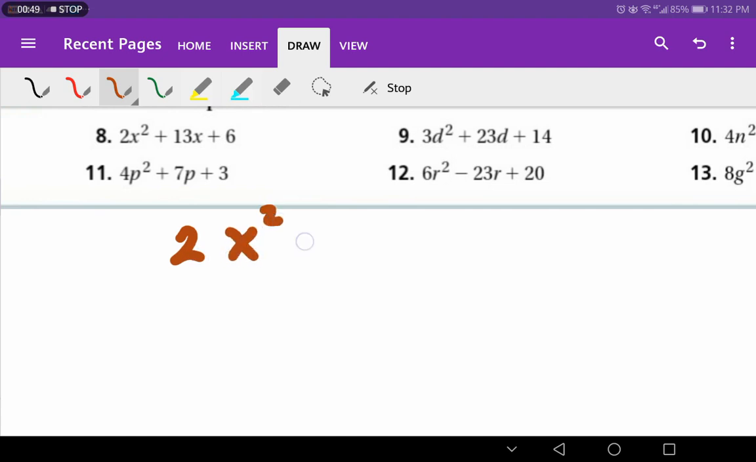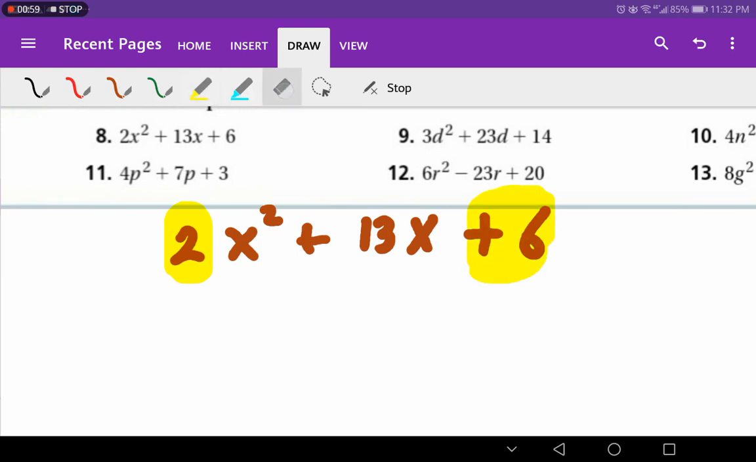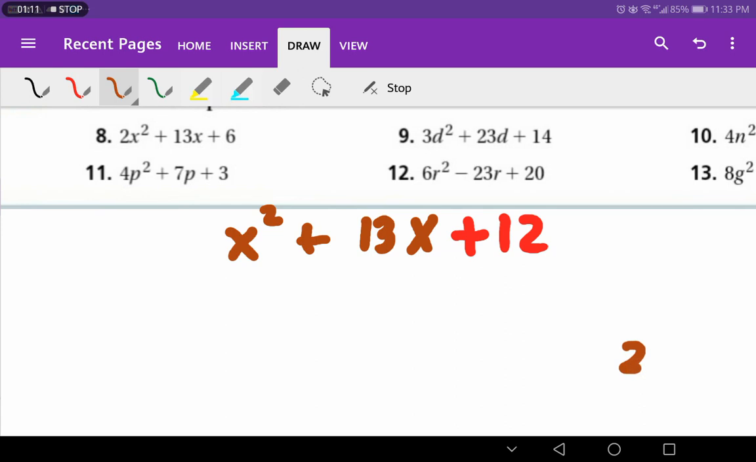2x squared plus 13x plus 6. I multiply this by this, it will be 12. This is the first step. It is positive 12. And don't miss the coefficient, it is 2. Are you happy with that? Good. Now you have to find out the two factors of positive 12, and the sum of them equal positive 13.